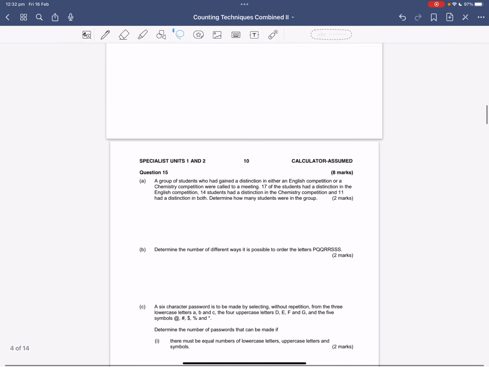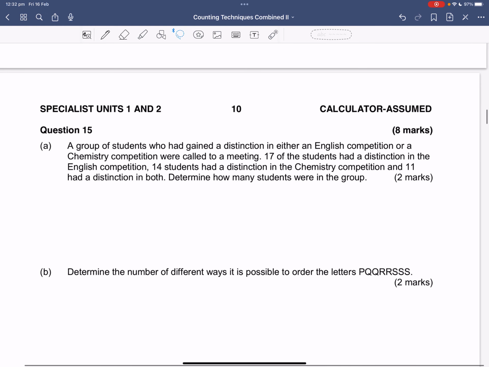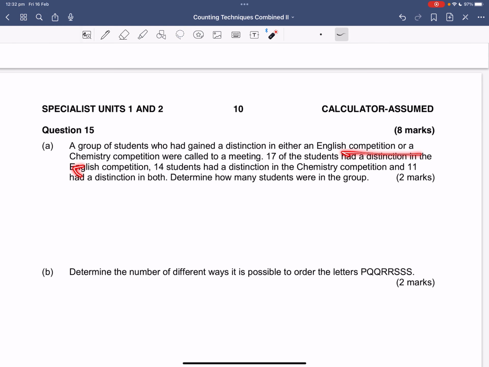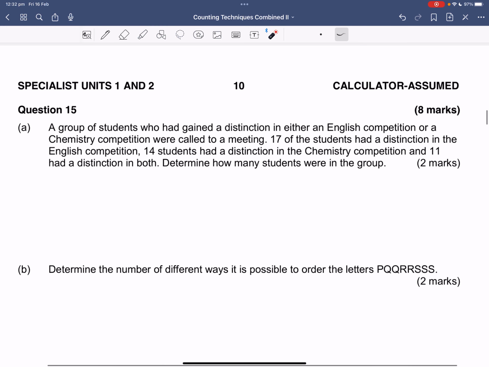Now, next question. A group of 15 students who had gained distinction in either an English competition or a chemistry competition were called to a meeting. Okay, fine. 17 students had a distinction in the English competition. 14 students had a distinction in the chemistry competition. And 11 had a distinction in both. Alright guys, this is so easy.